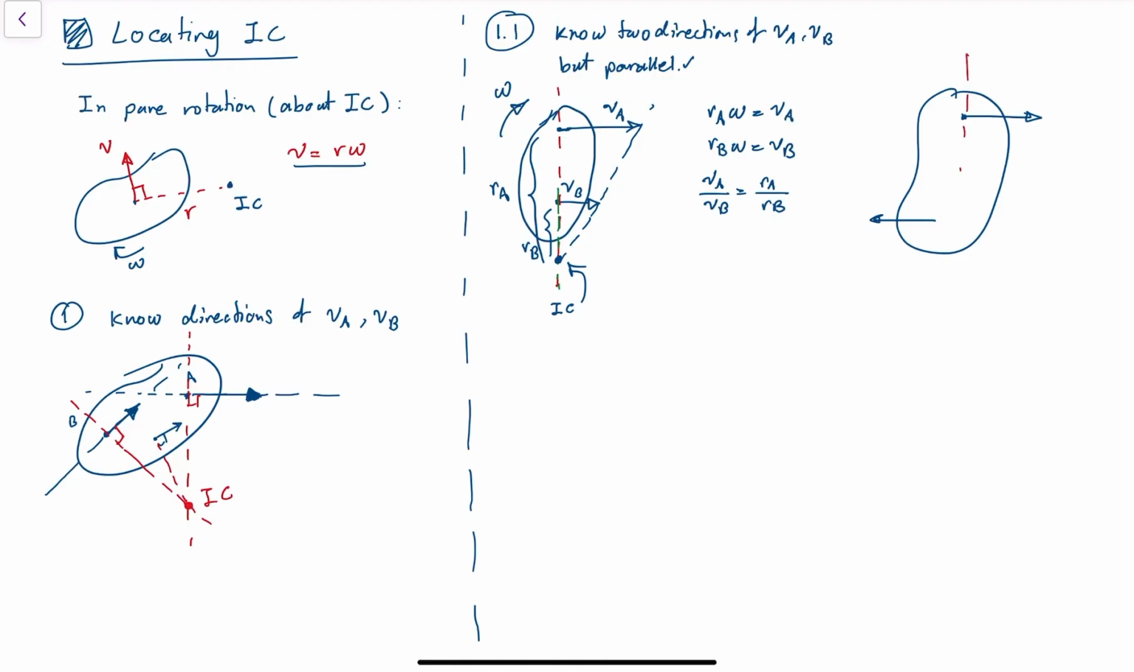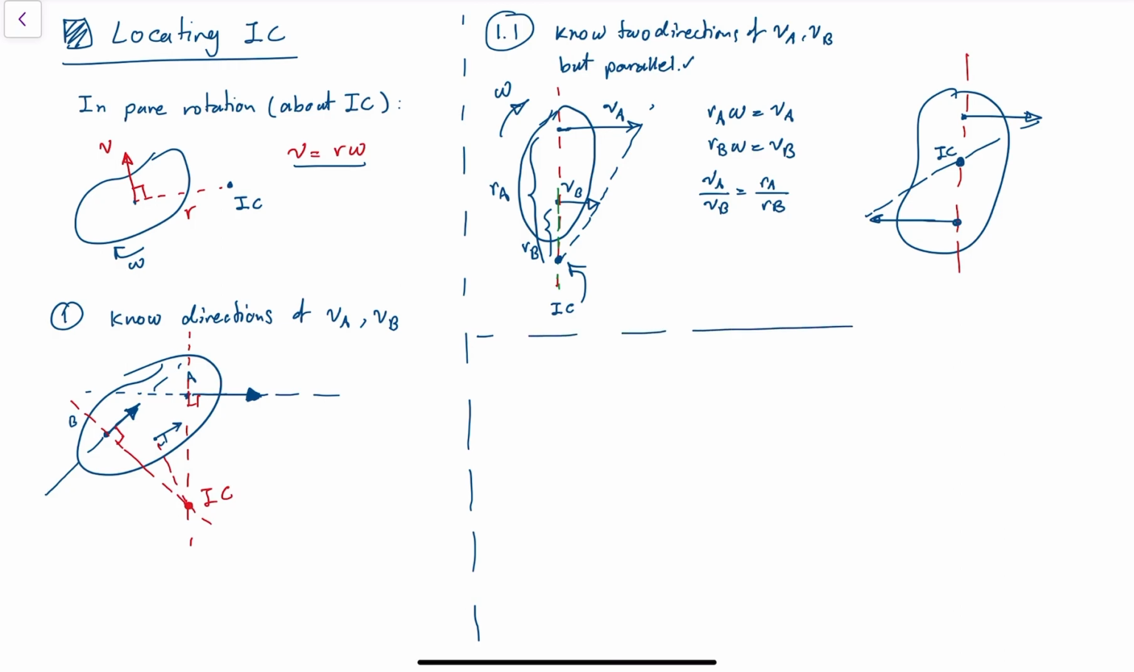You have, let's call this here. IC has to be somewhere along this line, and you can form a triangle. This is where your IC is. That is that. So here, these were two conditions when you knew the directions of velocities and possibly their magnitudes.